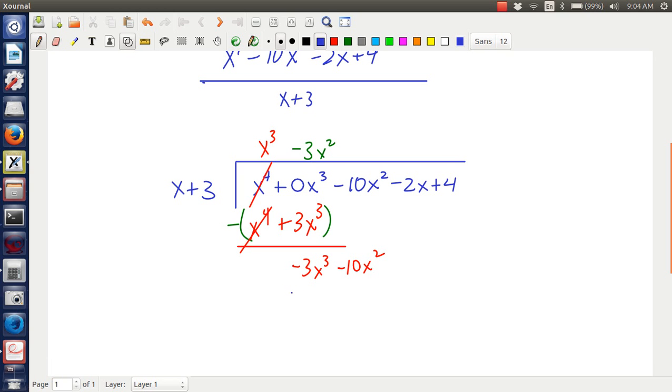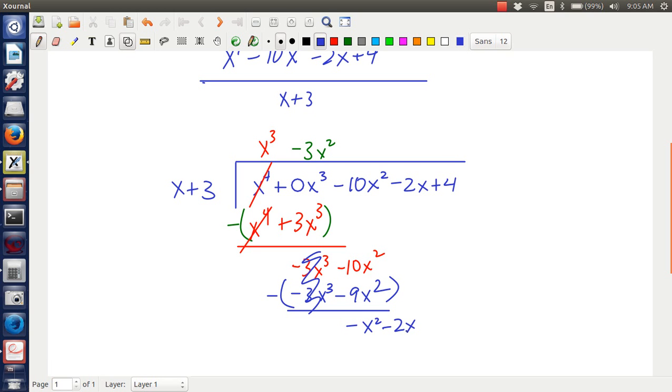Okay, so minus 3x cubed minus 9x squared. Those go away because there's a minus sign there. And then this sign is going to flip, right? This is going to be minus a minus, so it's plus. So negative 10 plus 9 is giving me minus x squared.